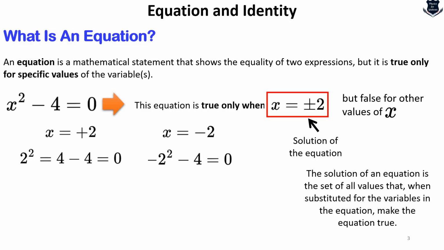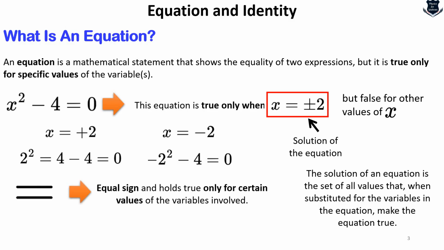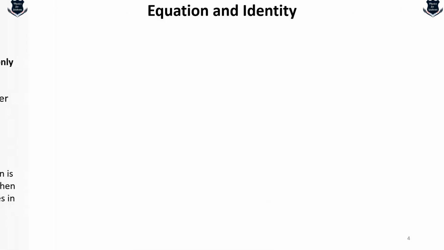And also what we get is that the solution of an equation is the set of all those values which, when substituted in the equation, make the equation true. So this is what is called the solution of an equation. We also see there is an equal to sign, and this actually means that it holds true only for certain values of the variables involved. That means it is not true for all values. This is what we call an equation.